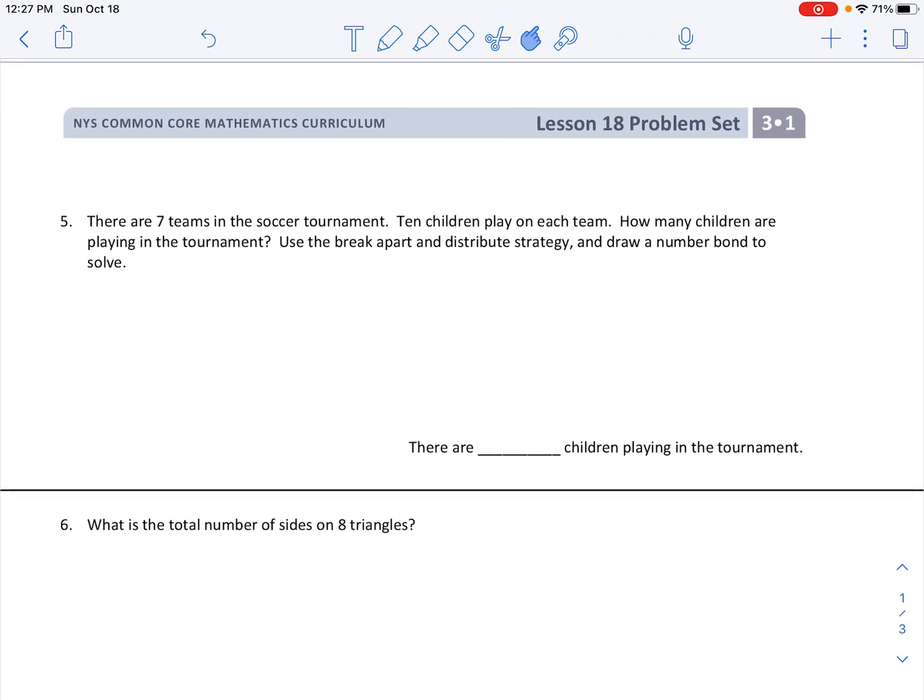All right, let's go to the second page. Number 5, there are 7 teams in the soccer tournament. 10 children play on each team. How many children are playing in the tournament? Use the break apart and distribute strategy and draw a number bond to solve.